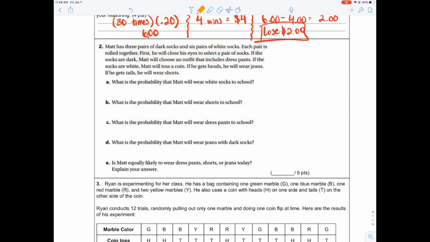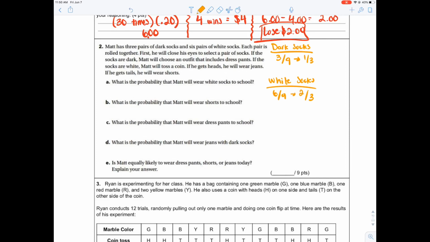Okay, so we are with this guy named Matt. Matt has 3 pairs of dark socks and 6 pairs of white socks. Okay, let's write that down. So dark socks. The probability of dark socks, it looks like he has 9 total, so we are going to say 3 out of 9, and we can simplify that to 1/3. We also have white socks, and he has 6 pairs of white socks. So this is going to be 6 out of 9, or 2/3.